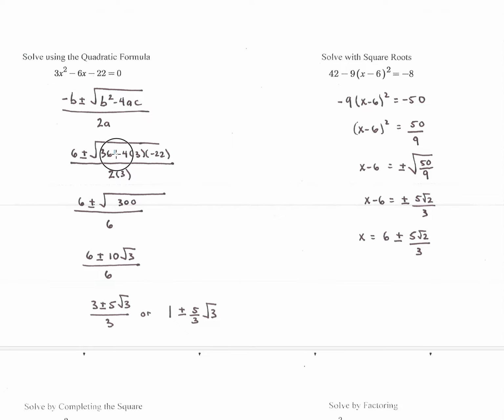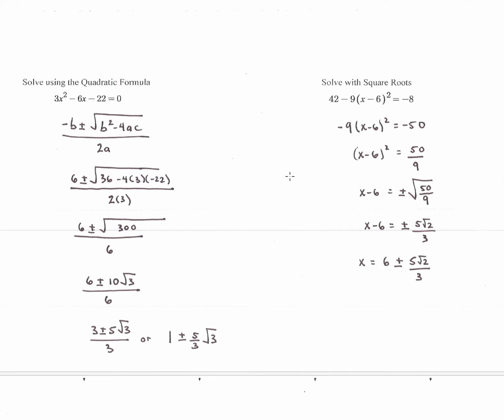Again, there's a negative sign there, and there's a -22. So I'm going to end up doing 36 plus 4 times 3 times 22. And I get 300. 300 is 100 times 3. Square root of 100 is 10. Then when I get here, I can take a 2 out of all these. 2, 2, and 2, and I can get this. This or this is fine.